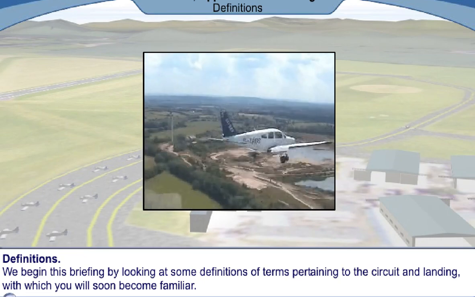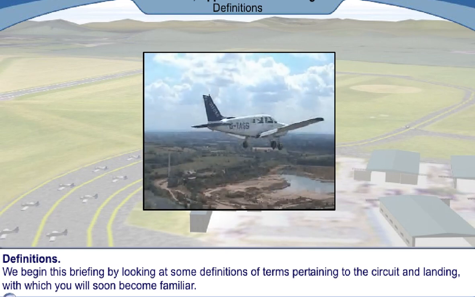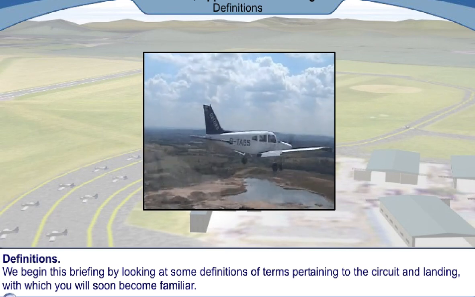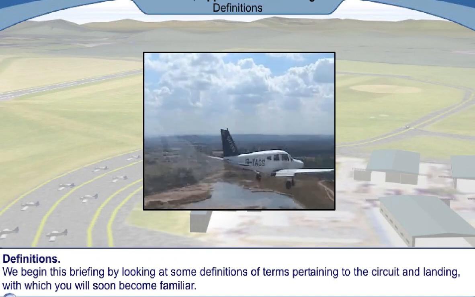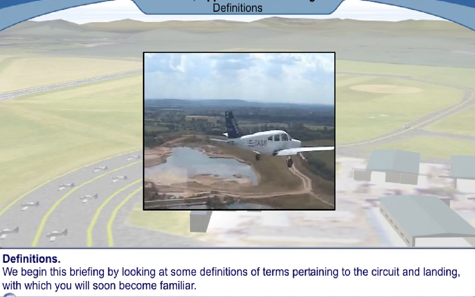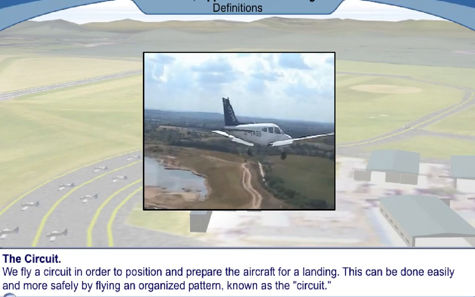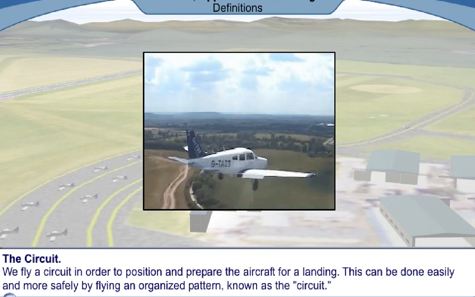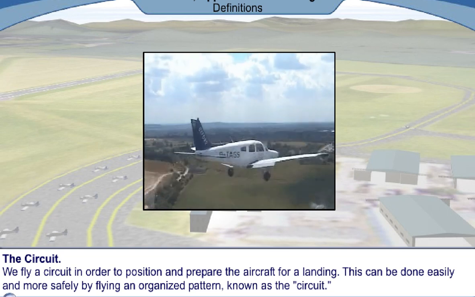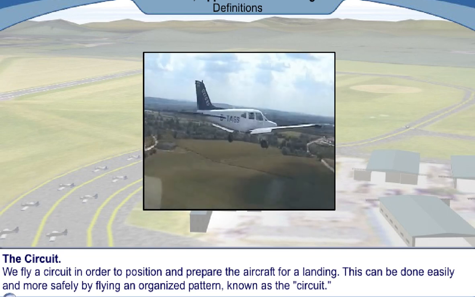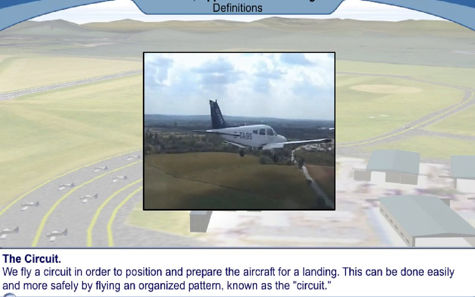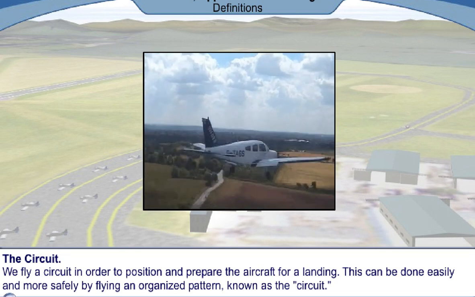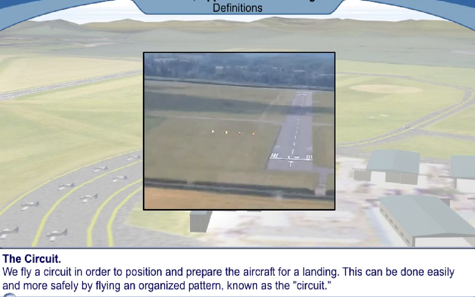By now, you'll be fairly familiar with the circuit, as you'll have seen several flown by your instructor on earlier exercises. But why do you need to fly a circuit? Well, in order to position and prepare for a landing, the pilot has to take account of the wind, the runway, and other aircraft. Experience has shown that this can be done more easily and more safely by flying an organized pattern around the landing path at a given height.